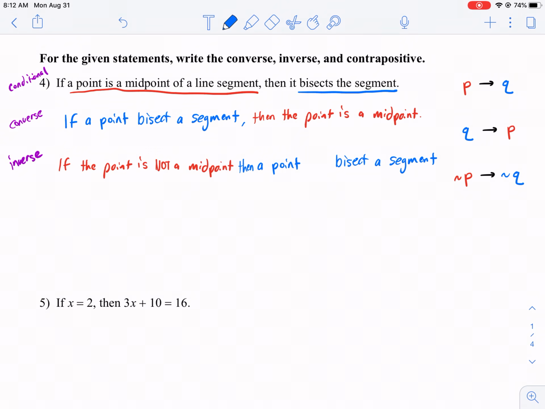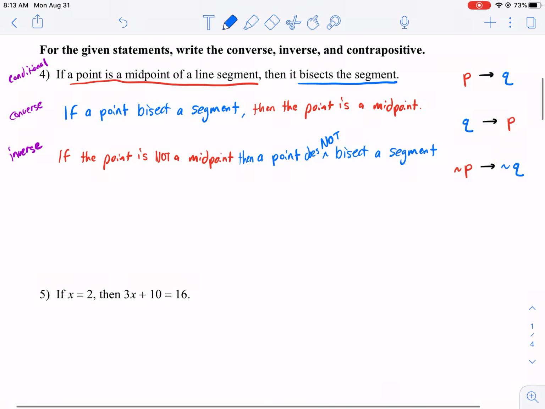Does not bisect a segment. Okay, that's what inverse is. We just keep the conditional exactly the same, and we just negate each of the statements. So we had a not or a no or whatever it's needed to negate it. Now we're on to contrapositive.